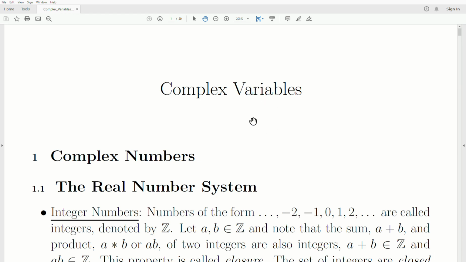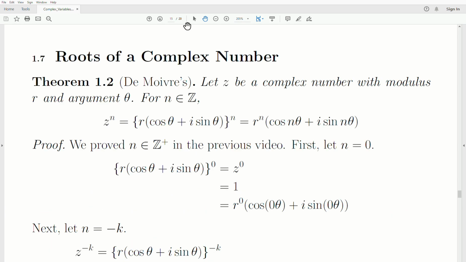Hello, this is the next video in a playlist that I'm calling Complex Variables, where we're going to explore complex analysis. And we're in the complex numbers part of this playlist. And today's topic is roots of a complex number. First, I want to finish de Moivre's theorem.